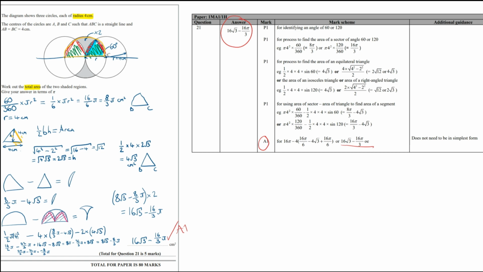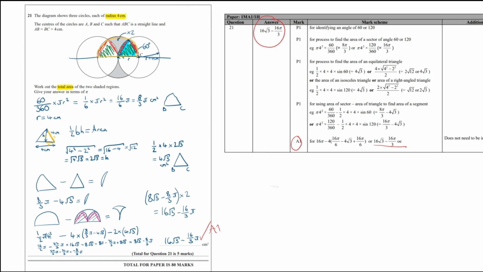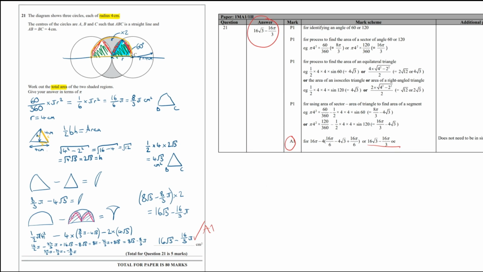And it says OE means or equivalent, okay? First mark is for identifying an angle of 60. That is exactly what I did here. So that would get me P1. Okay, and that's also evidenced in this bit here. So that's P1.